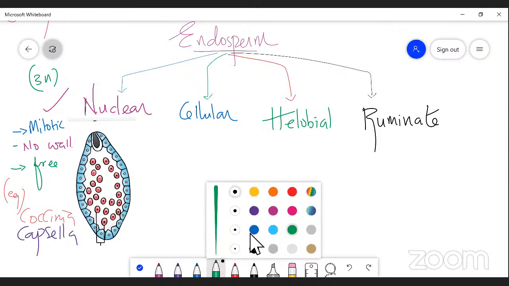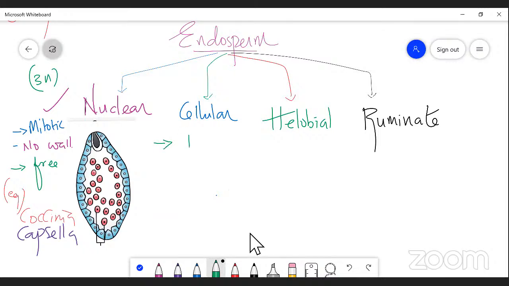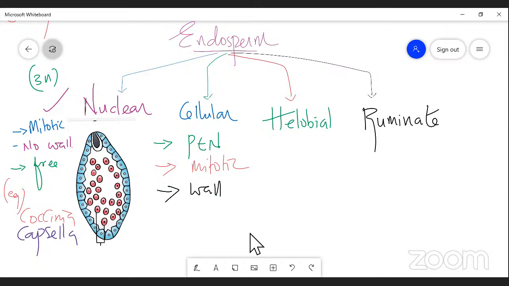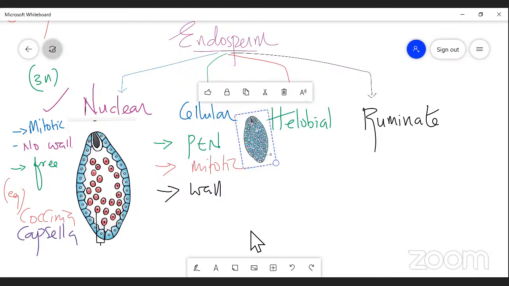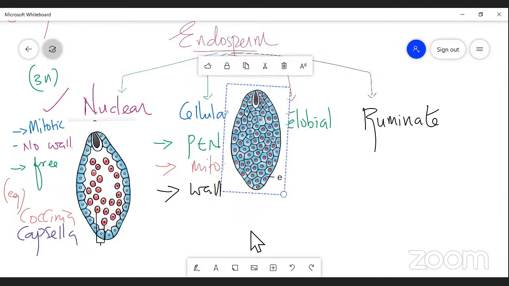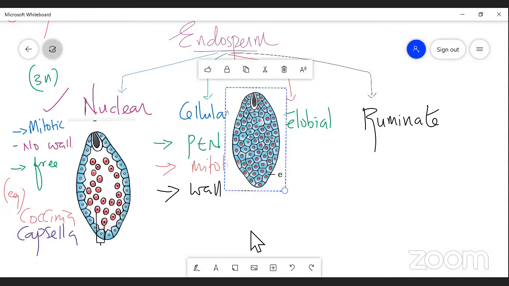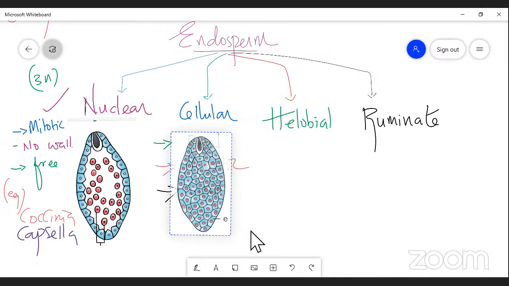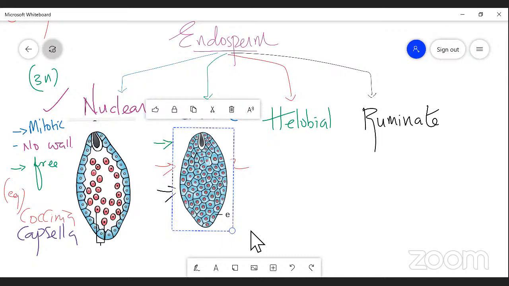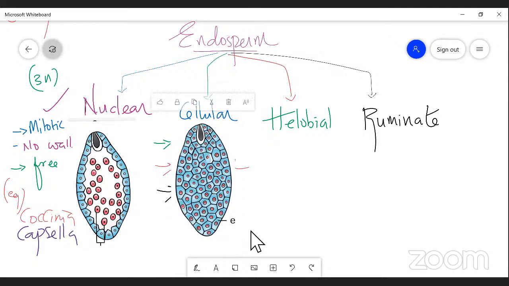Actually, cellular endosperm is a kind of endosperm in which the primary endosperm nucleus undergoes several mitotic cell divisions to form wall formation. You can see wall formation, right? Now let me illustrate. This is a structure of a cellular endosperm in which you find a number of cells with wall formation. So that is the major difference between cellular and nuclear.